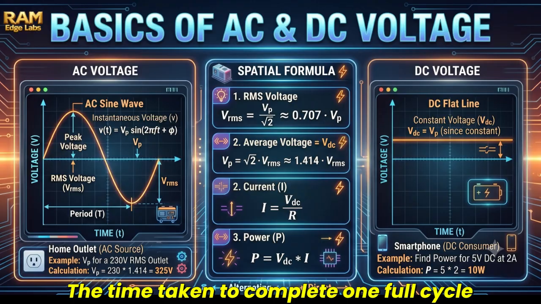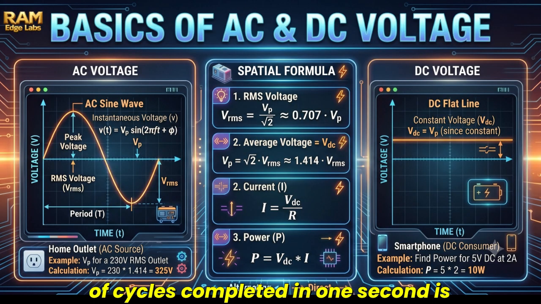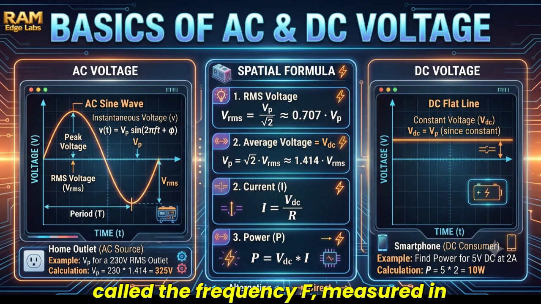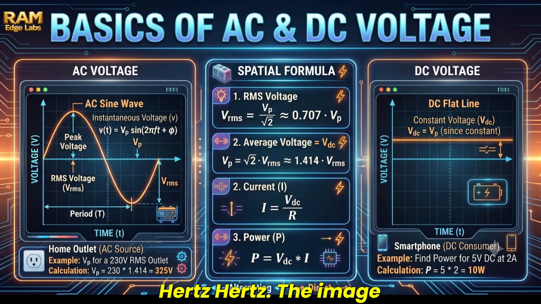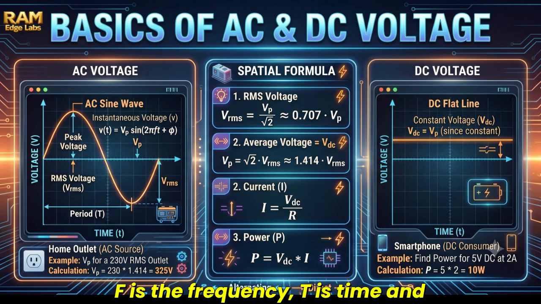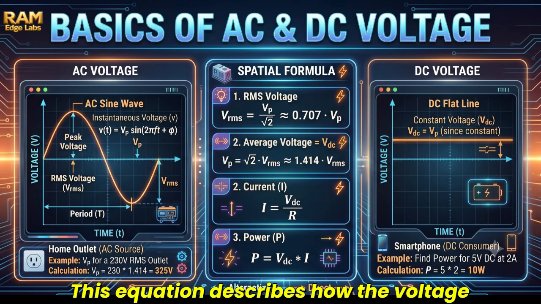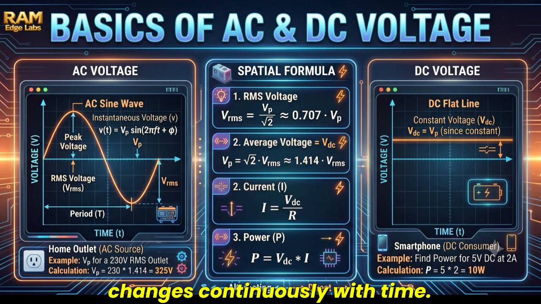The time taken to complete one full cycle is called the period, T, while the number of cycles completed in 1 second is called the frequency, f, measured in hertz. The image also shows the equation for the instantaneous AC voltage: V(t) is equal to Vp times sin(2πft + φ), where Vp is the peak voltage, f is the frequency, t is time, and φ is the phase angle. This equation describes how the voltage changes continuously with time.